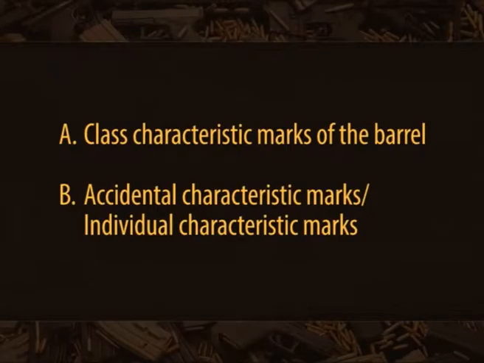Now, a bullet is nothing but a projectile which is fired from a rifled weapon and is a part of a rifle cartridge, whereas pellets are fired from smooth bore weapons such as a 12-bore shotgun. The bullet, while passing through the barrel, gets the following characteristics of the barrel: the class characteristic marks of the barrel and accidental characteristic marks, or as we also call them, individual characteristic marks.